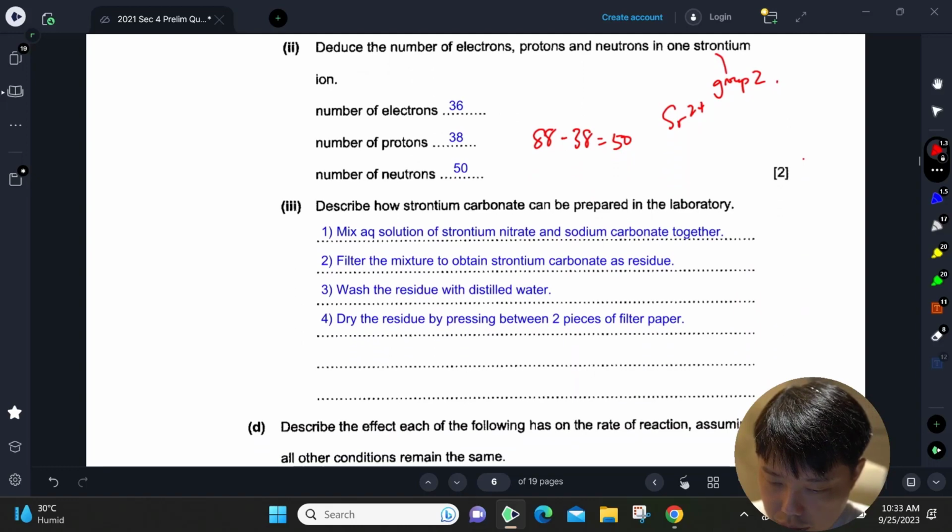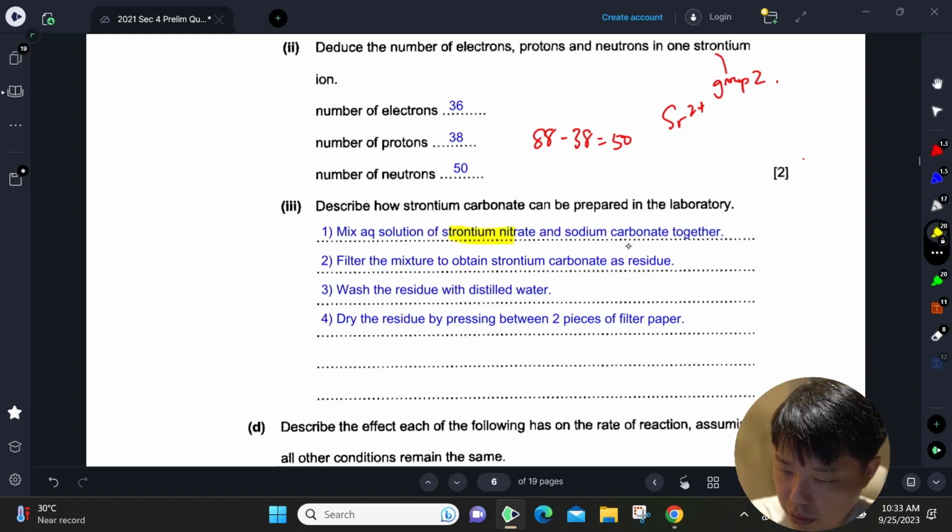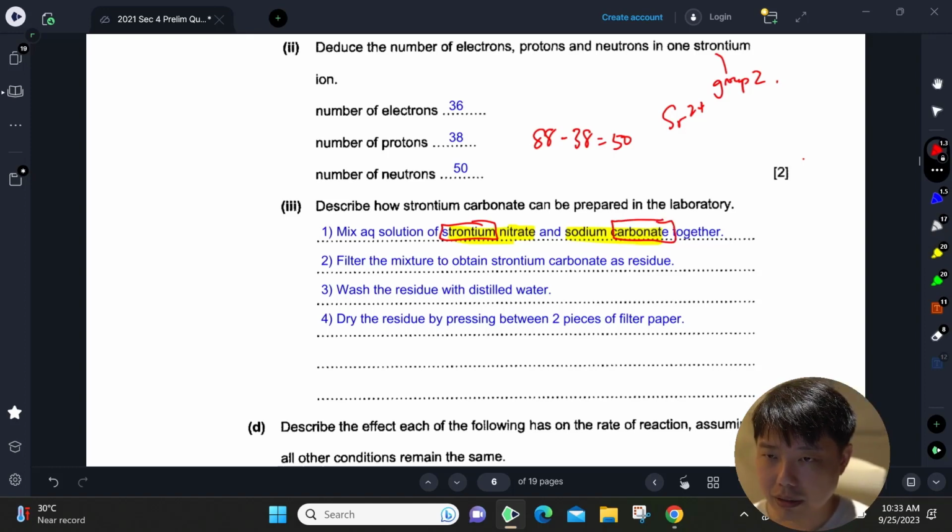Okay, part 3, it says, describe how strontium carbonate can be prepared in the laboratory. So you can mix your strontium nitrate together with sodium carbonate. Notice what you want is strontium, the metal, and you also want carbonate. There are only a few carbonates that are soluble, which are sodium, potassium, and ammonium. So we choose to use sodium here. These are soluble. So you mix these two aqueous solutions together, you will get strontium carbonate, which is insoluble.